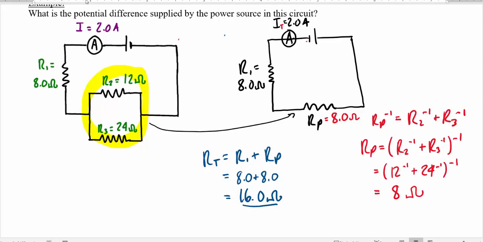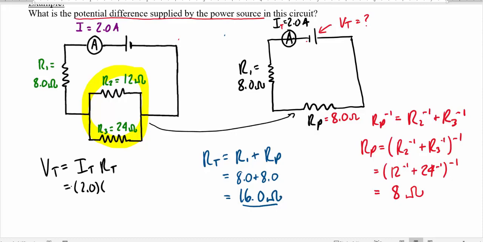And what is the potential difference supplied by the power source? Potential difference is just fancy talk for voltage. So really what we're looking for is what is the total voltage provided by the battery. I know total resistance, I know total current, so I can now find total voltage. So V total is simply I total times R total, which is 2 amps times 16 ohms, which gives me 32 volts. And that's my final answer.